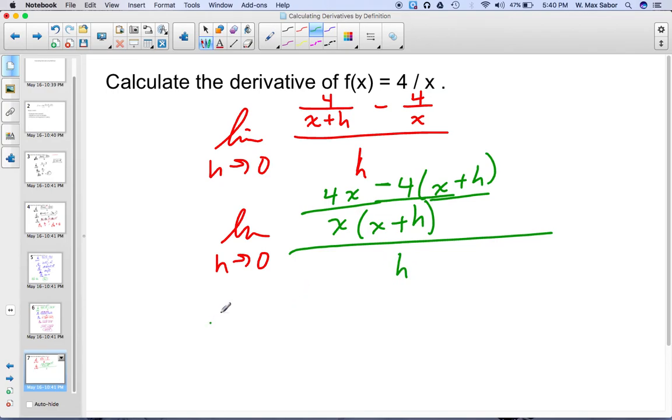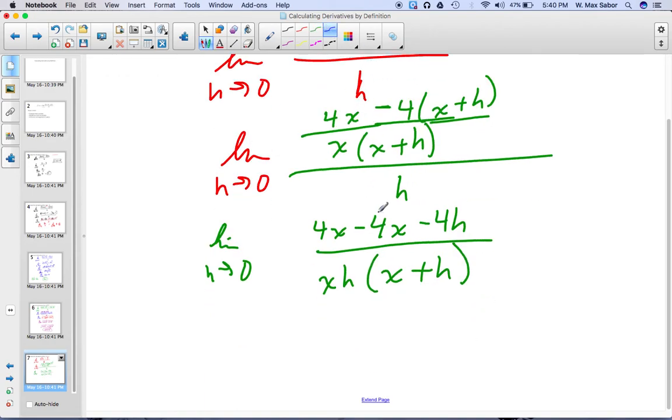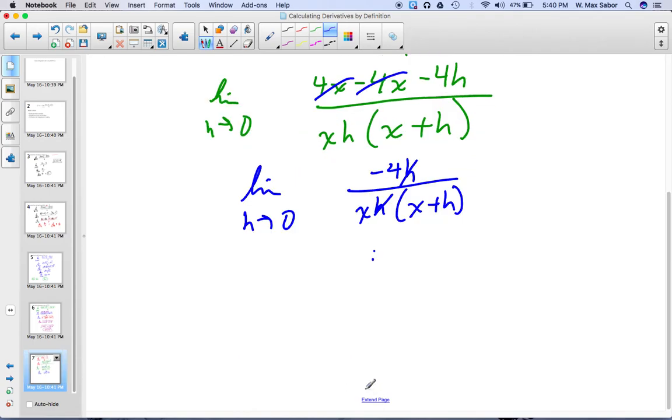This is getting a little ugly, but sometimes that's what happens with derivatives. Simplify these, 4x minus 4h, all over... this all combines to get xh times x plus h. These cancel, which leaves us with the limit as h approaches 0 of negative 4h over xh times x plus h. The h's cancel, leaving us with the limit as h approaches 0. Sorry, these are supposed to be h's, not n's. Negative 4 over x times x plus h.